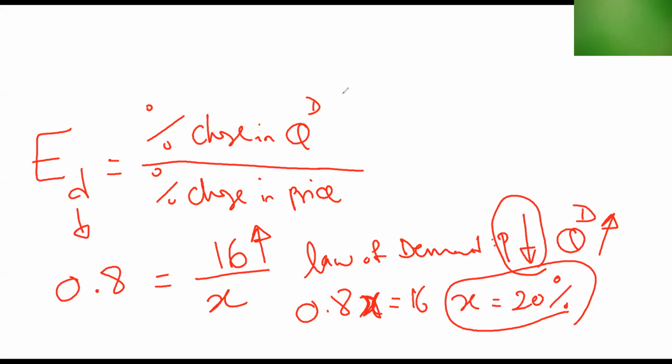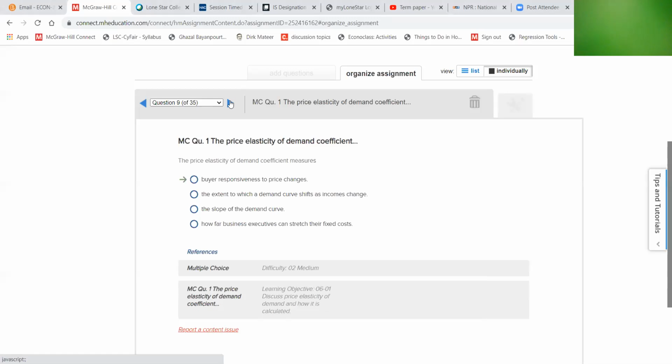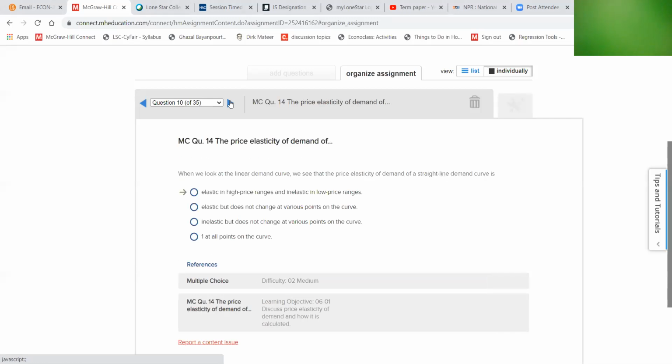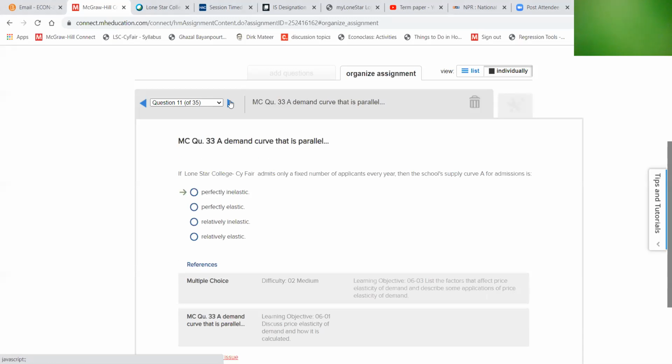Hopefully that makes sense. Let me go back to the test. This is super easy. It was from the lecture notes. This question was also from the lecture notes. I'm skipping it. Let me explain a little bit about this question.